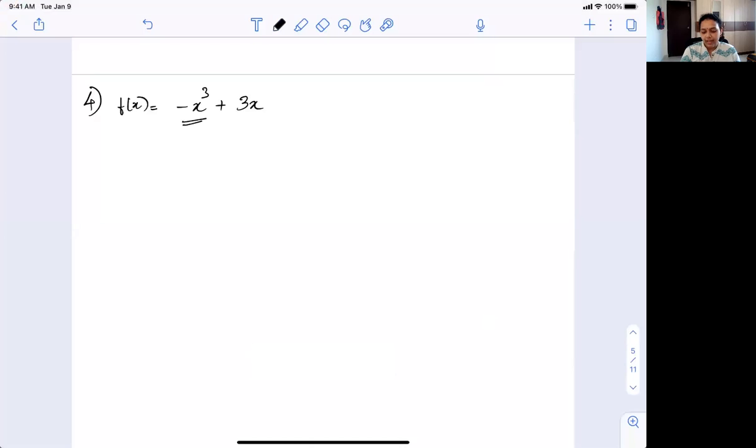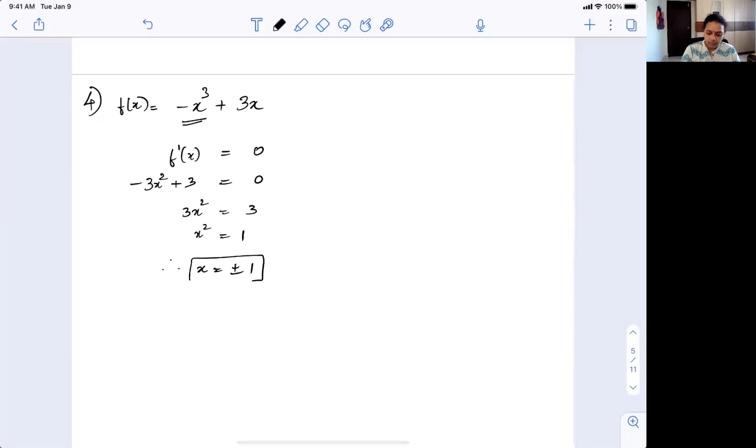To find the critical points, we want f prime of x to be 0. And f prime of x is minus 3x squared plus 3, which is 0. Therefore we have 3x squared is equal to 3, x squared is 1, and therefore x is equal to plus or minus 1. And when x is 1, y is going to be what? Minus 1 plus 3, so you have 2.